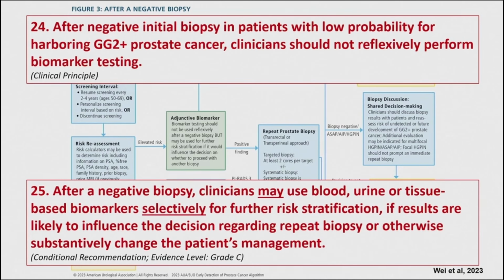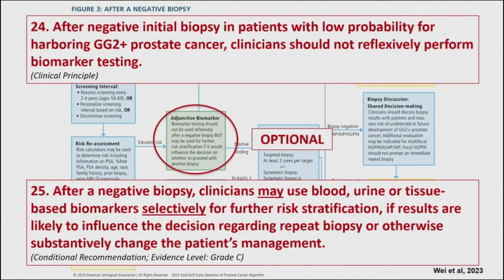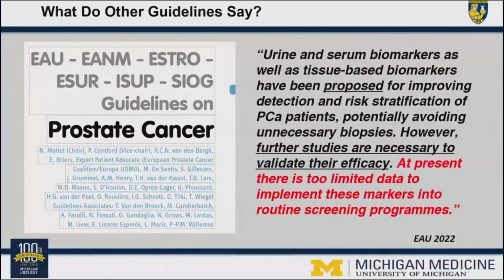However, if ordering a biomarker can further help you risk stratify a patient, let's say the PSA density is elevated, 0.2 or 0.3, and you're trying to determine whether to repeat the biopsy, then a biomarker could help you make that decision in that situation. So they're considered optional. And these recommendations are pretty consistent.